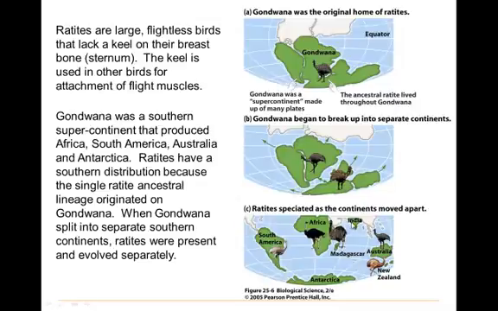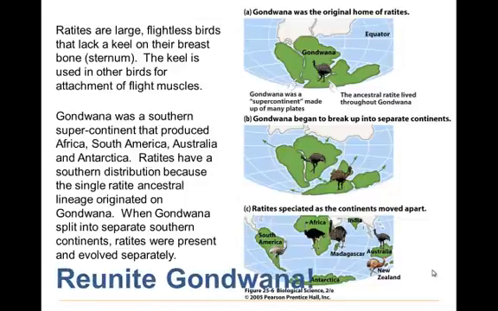And apparently none of the ratites went to India. India actually came from Gondwana and went northward, and when it collided with the Asian plate, it created the Himalayas. So kind of interesting. I always love the bumper sticker, though. Reunite Gondwana. Sounds like some African political movement. Of course, it's just paleontology.